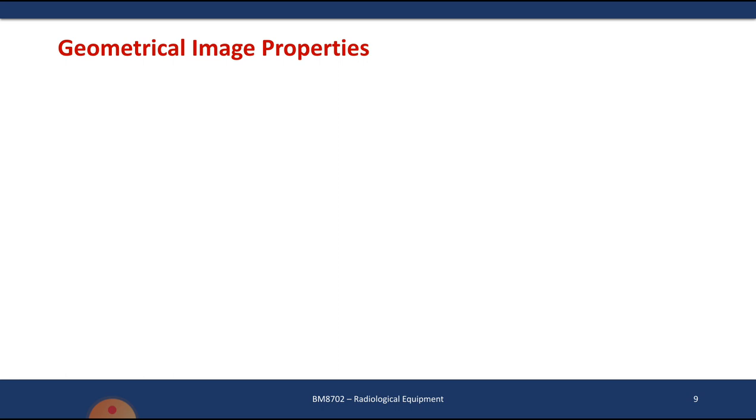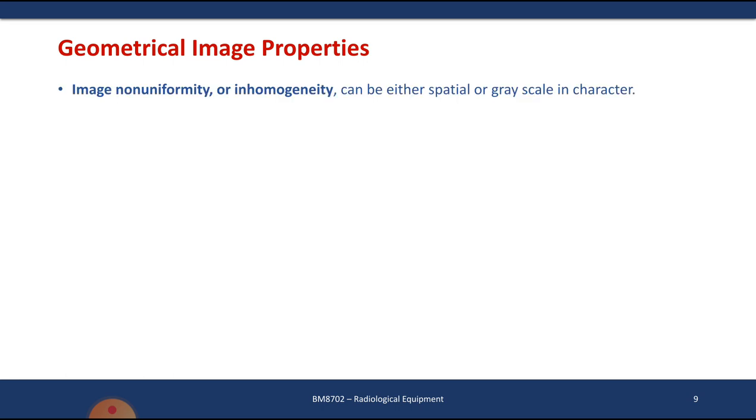Next is about geometrical image property. So basically we are talking about only one property here, that is image non-uniformity or inhomogeneity. That is, it has a difference in intensity of an image. So the same image will have variations in terms of its gray level. That is what we mean by image non-uniformity.